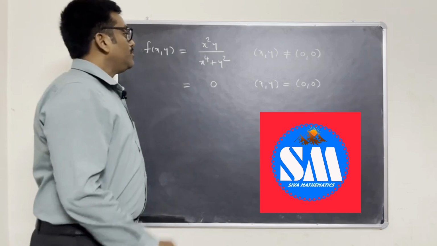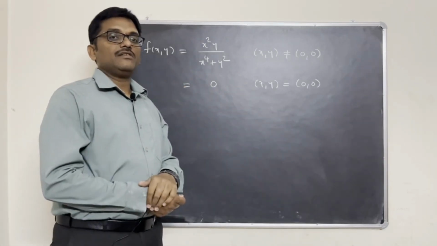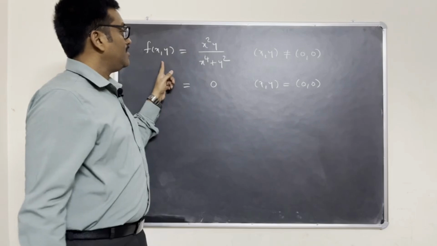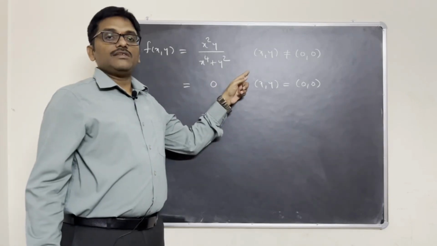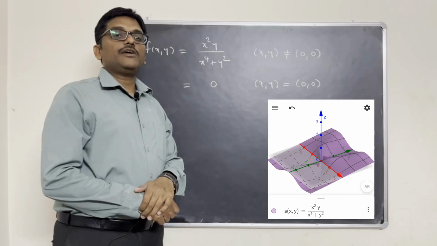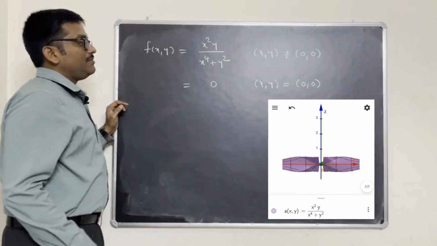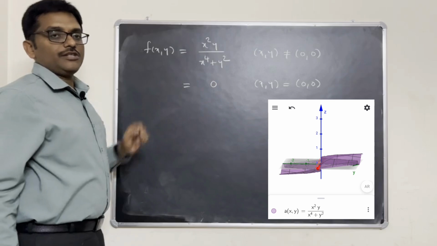Today, we are going to discuss one example for functions of two variables where this function is having discontinuity of second kind or jump discontinuity. We try to evaluate the limit for this function at origin.